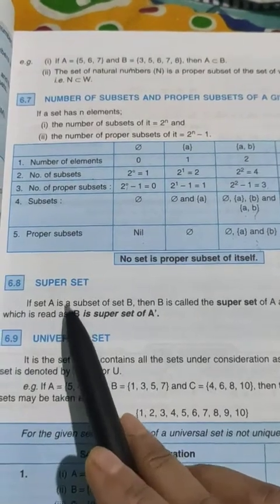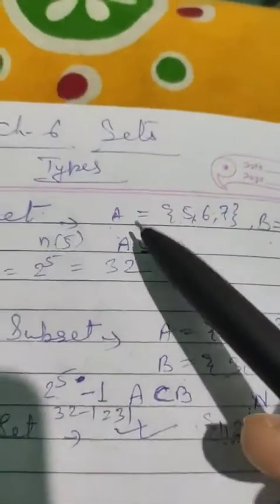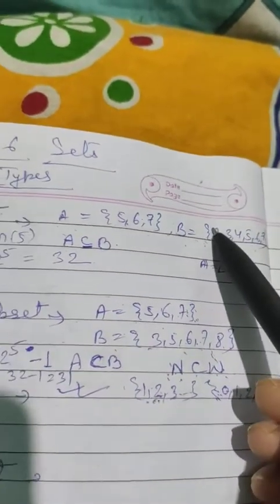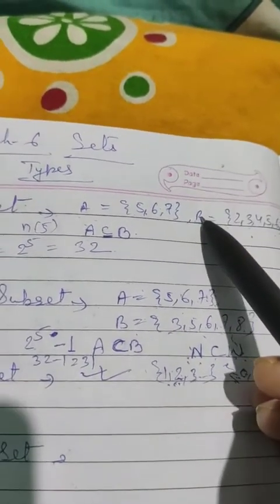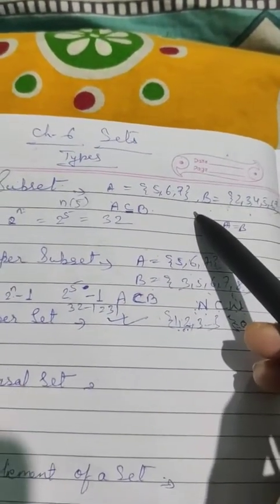Okay, if set A is a subset of set B, then we can say B is a superset of A. Okay, through this example it will be clear.